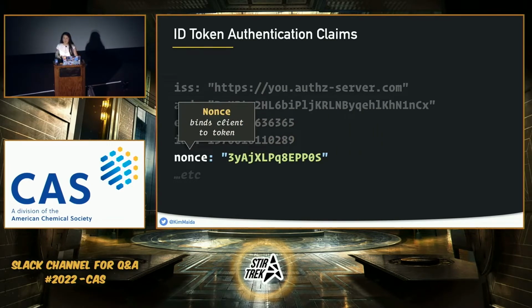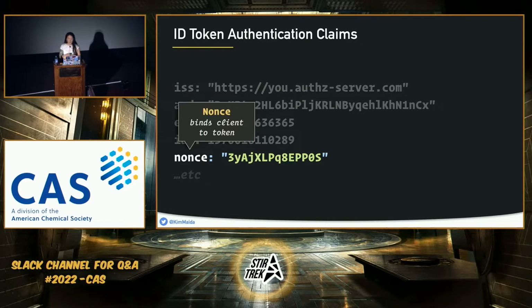And then we have this thing called a nonce. And a nonce is a cryptographically random string that binds the client to the ID token that the client receives. The way it does this is that the client generates the nonce and sends it to the authorization server with its authorization request. And the authorization server then takes this nonce that it received with the request, and it puts it inside the token that it issues and sends back to the client. Then when the client decodes the token, it can check that the nonce in the token was the same nonce that it sent to the authorization server in the first place.